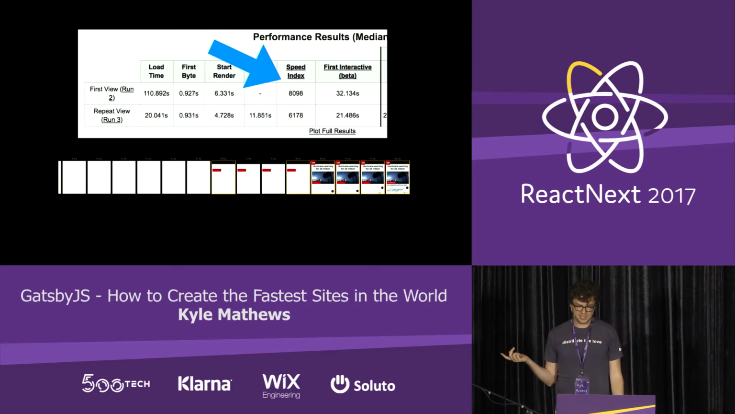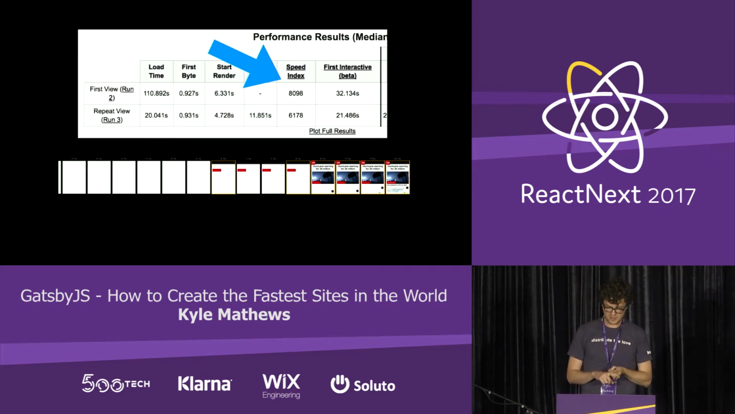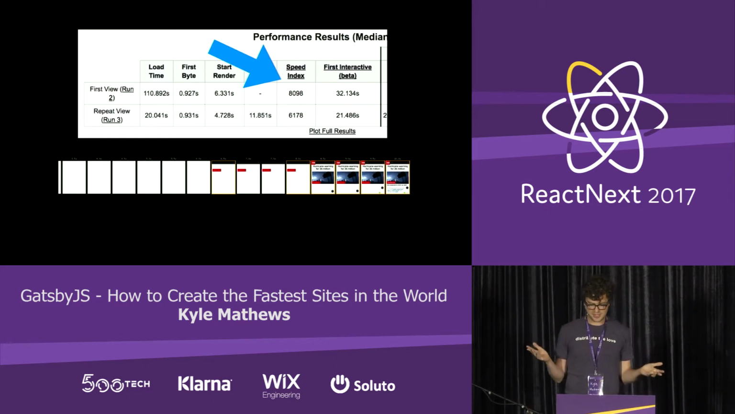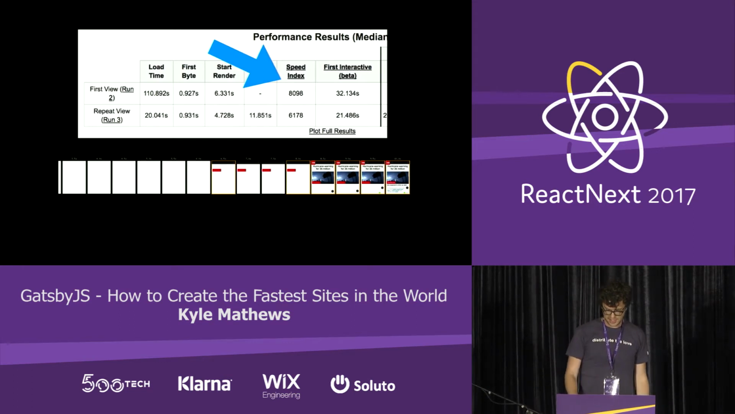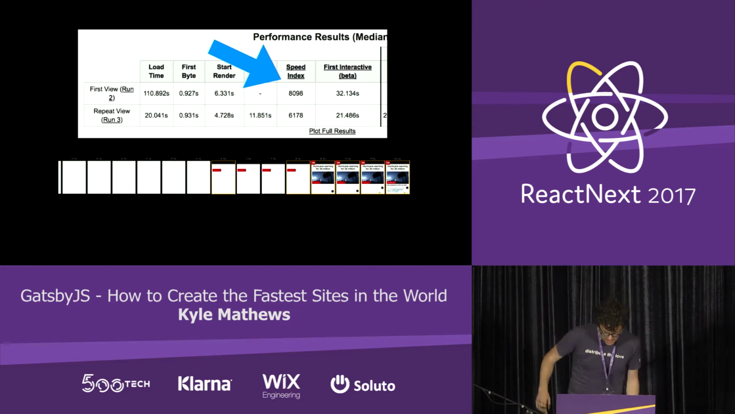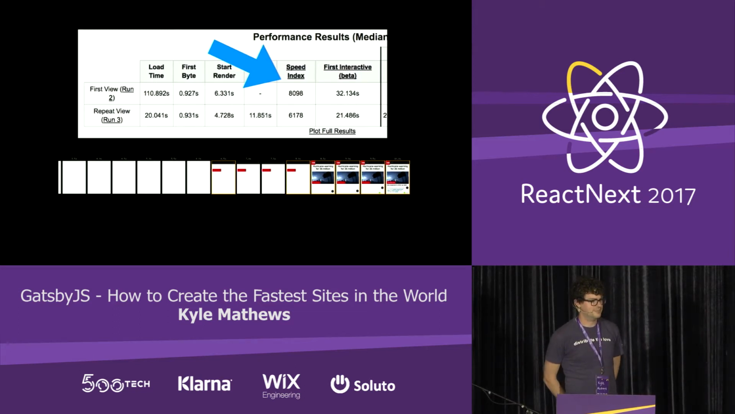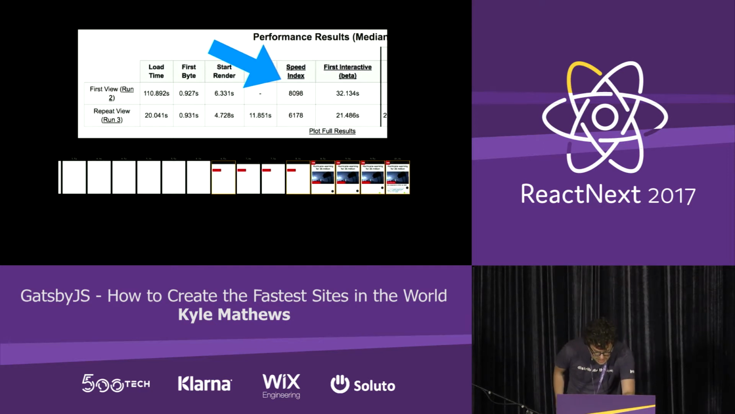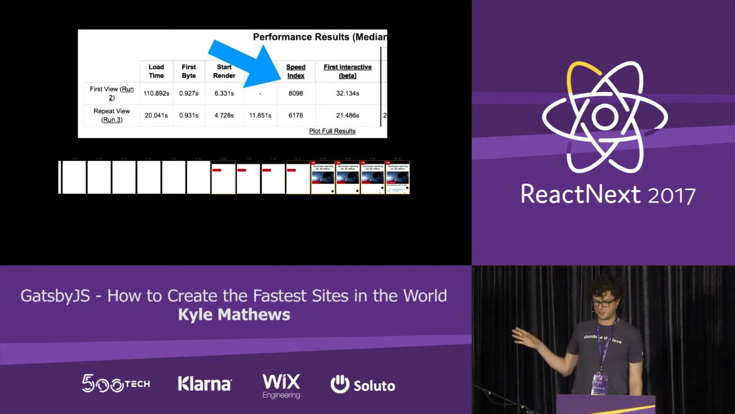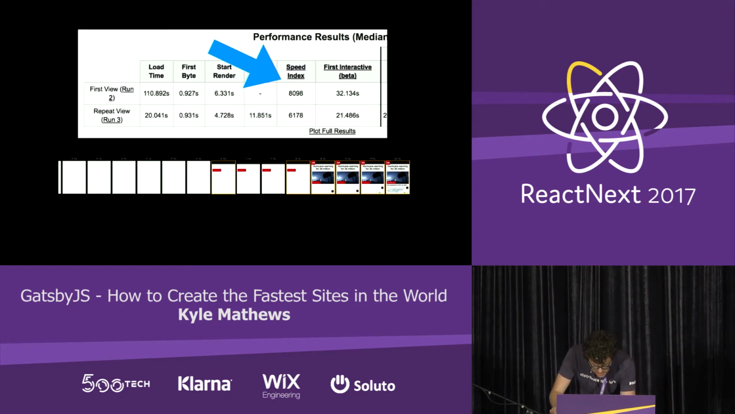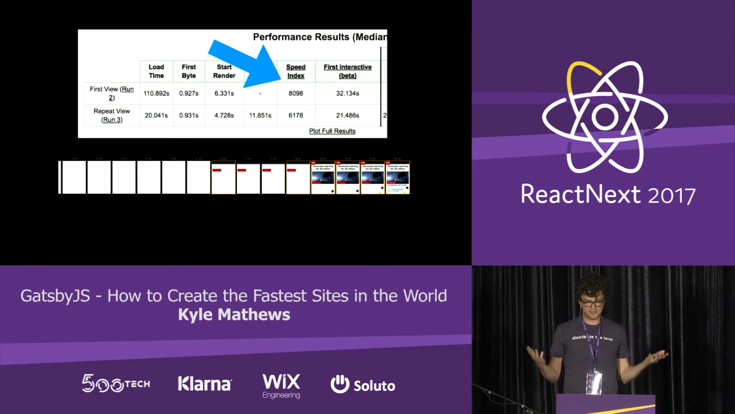Anyways, on CNN.com, the first view has a speed index of 8,098, and then the repeat view is 6,178. And these correlate to milliseconds, so it's roughly saying 8 seconds and 6 seconds. Underneath there, every half second, there's a screenshot of the site as it loads. You can't really see the times, but the first time it has pixels on the screen is at 6.5 seconds. Then you really start to see something at 8.5 seconds, and at 10 seconds, it's visually complete.